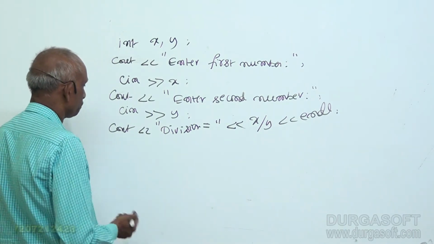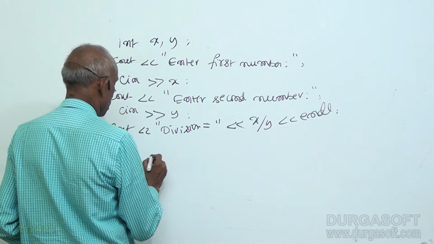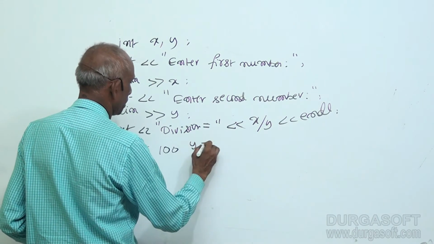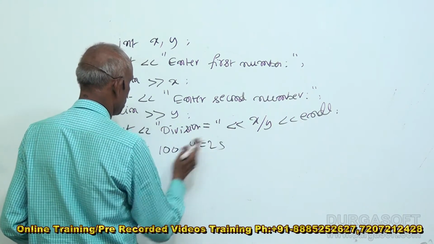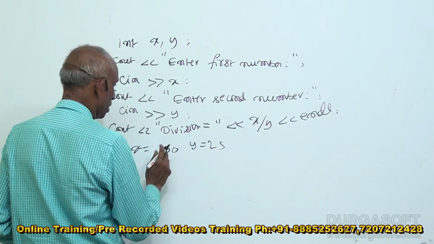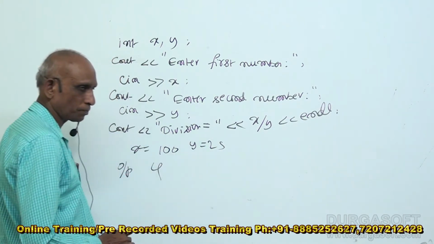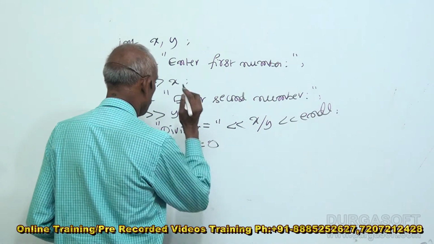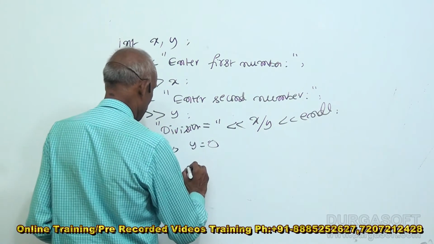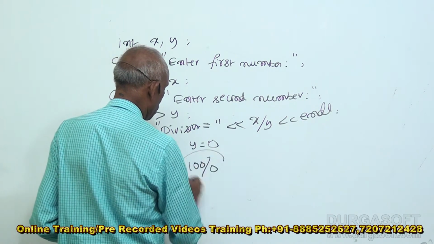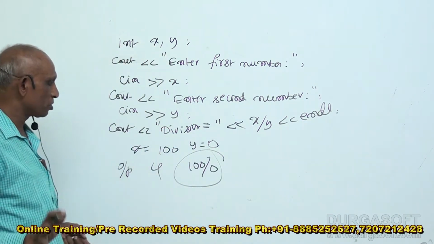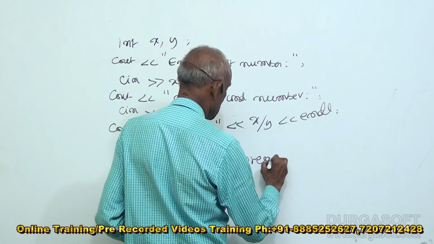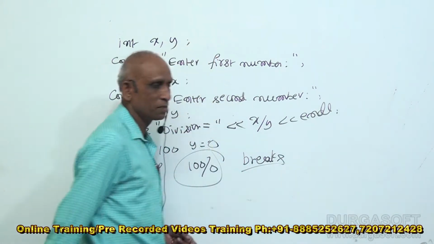Now suppose x is 100 and y is 25. Then the division output is 100 by 25, which is 4. Now if the user gives y as 0, then the result is 100 by 0, which is not defined. The program will not execute this, and simply breaks with some mysterious error message.